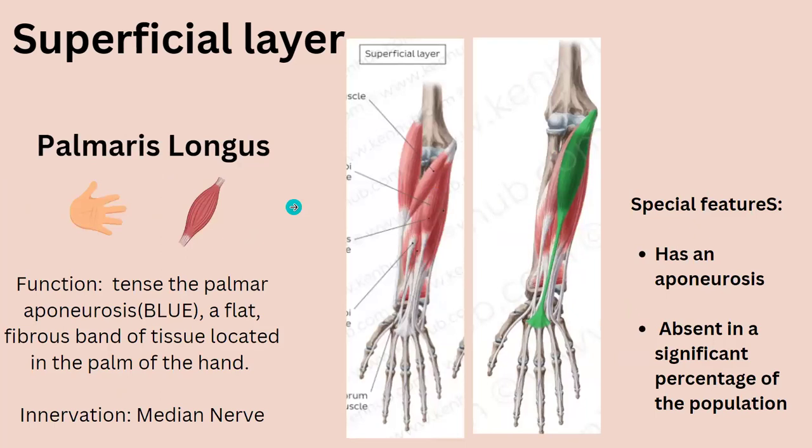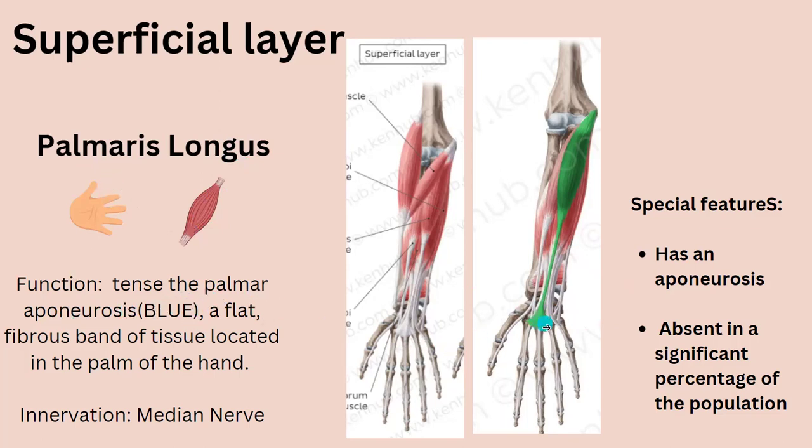Now, the next muscle is your palmaris longus. This muscle is actually the only muscle that has an aponeurosis. So this right here is the aponeurosis. What is an aponeurosis? It's basically a connective tissue that's attached to your skin. Palmaris meaning palm, and longus meaning just a long muscle. The function is to tense the palmar aponeurosis.